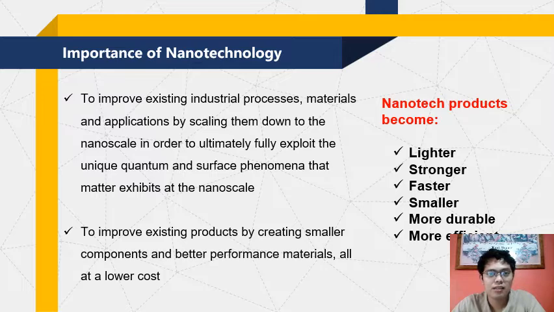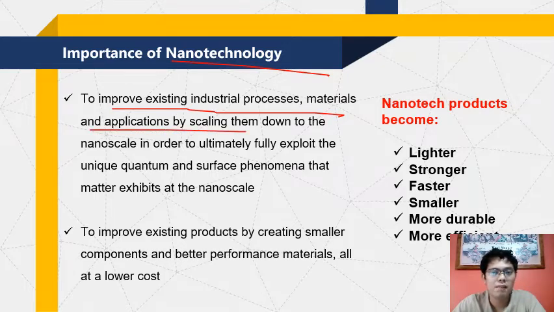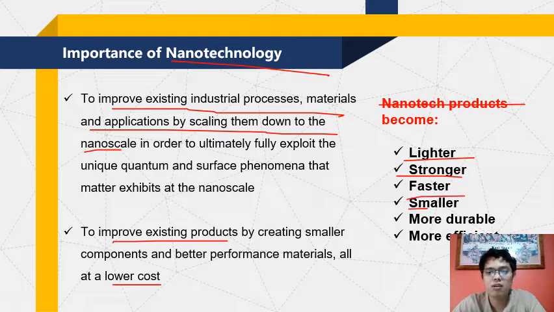Now, why is it that nanotechnology is important? It is to improve existing industrial processes, materials, and applications by scaling them down to the nanoscale in order to ultimately fully exploit the unique quantum and surface phenomena that matter exhibits at the nanoscale. And also to improve existing products by creating smaller components and better performance materials at a lower cost. So, because of nanotech products, your material could become lighter, stronger, faster, smaller, more durable, and more efficient.